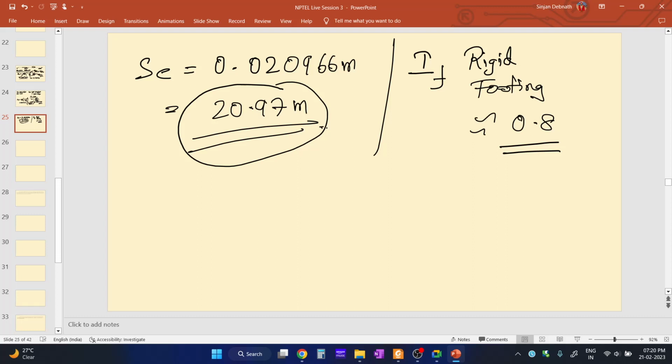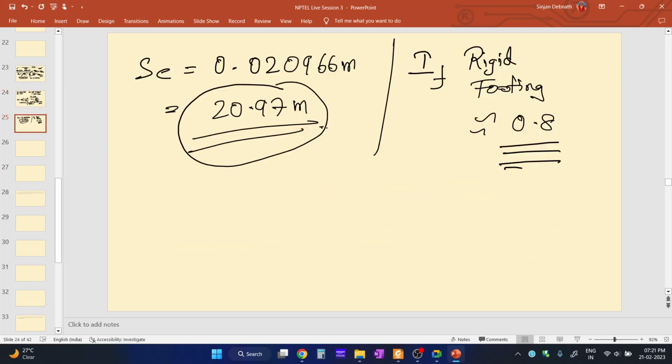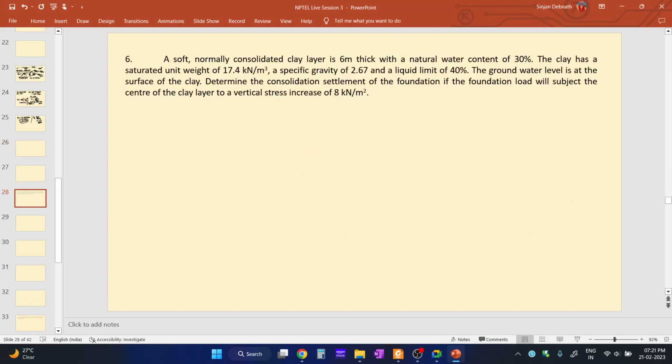Okay. 0.8 is fixed. It is an approximated value. You can use all those factors. It will not be wrong. But if you use this, it will give you an approximate answer. Okay. Understood. If you have any other doubts, you can tell me. No, that's it. Okay. So let us proceed to the next question.